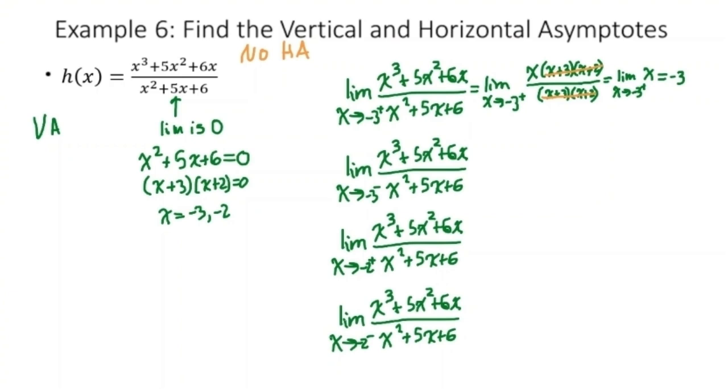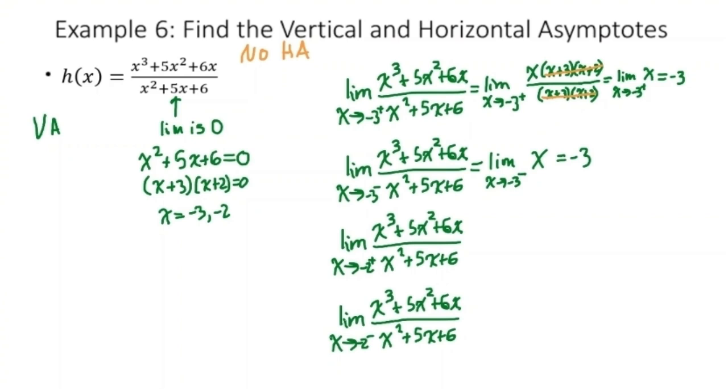So now we have to evaluate the limit as x approaches -3 from the left. Well, if we plug in -3 like we did before, we still get 0 over 0. So we would reduce like we did before. And when we do, our function reduces to x. And if we evaluate the limit, we get -3. So x equals -3 is not a vertical asymptote.